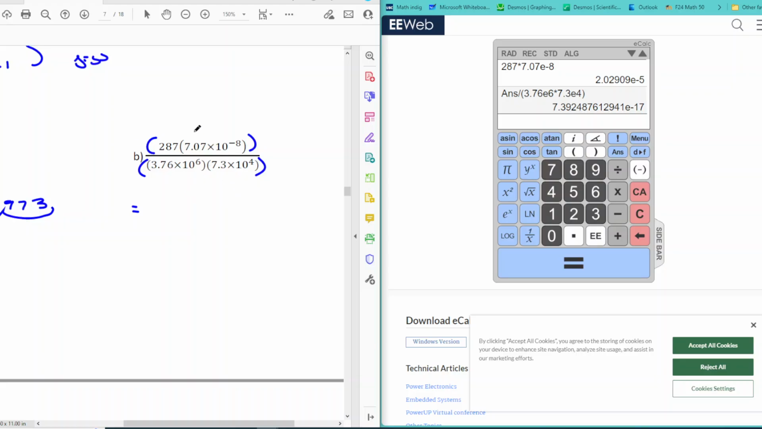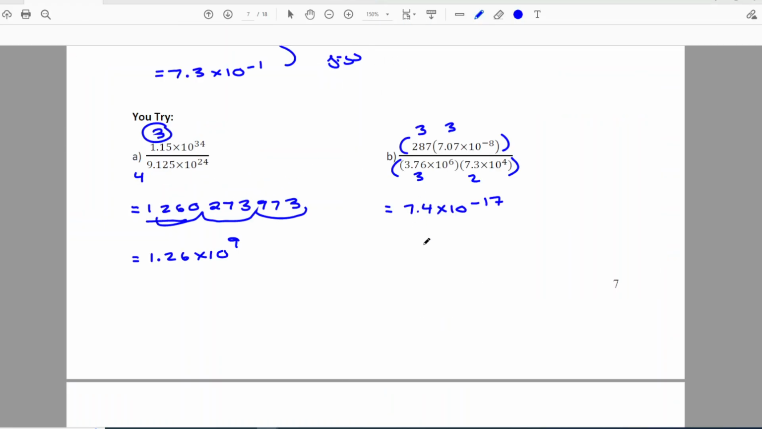Okay, 3 sig figs, 3 sig figs, 3 sig figs. Oh, there's another 2 sig figure. So I'm going to take my 7.39 and write it as 7.4 times 10 to the negative 17. All right, so that's the end of this first part, which is maintaining significant figures in calculations where you are multiplying and or dividing.